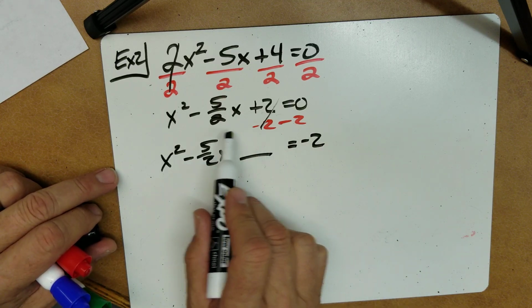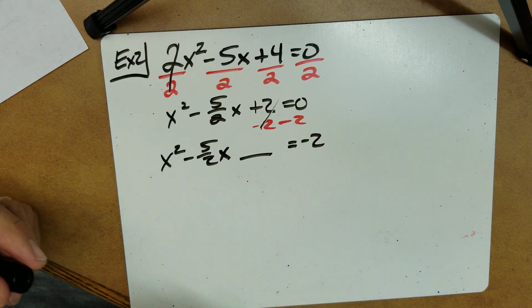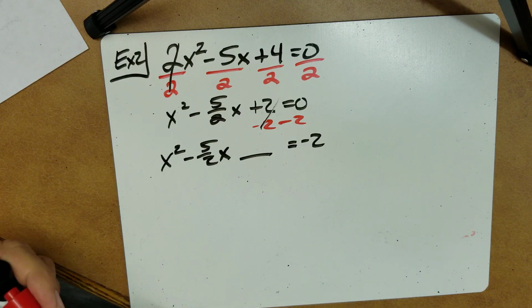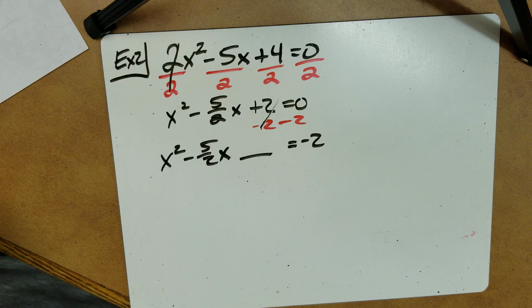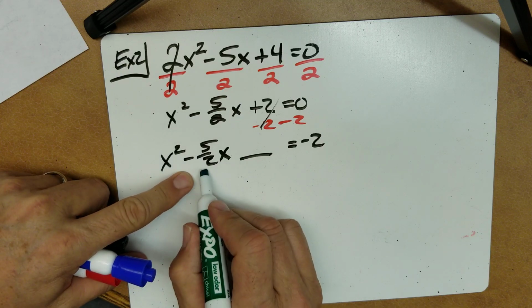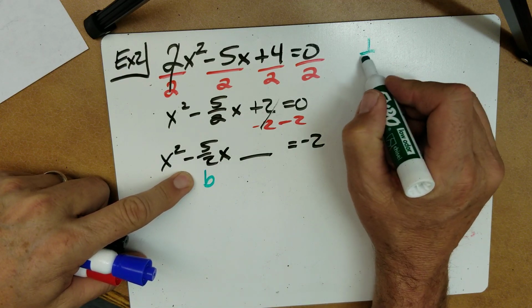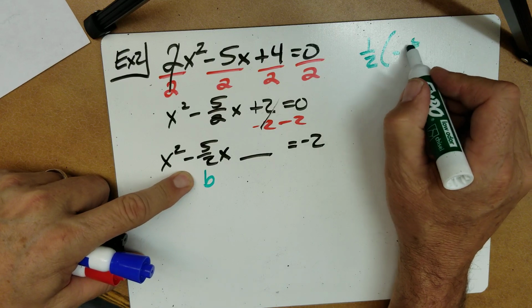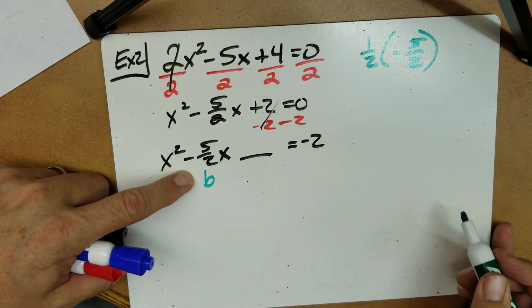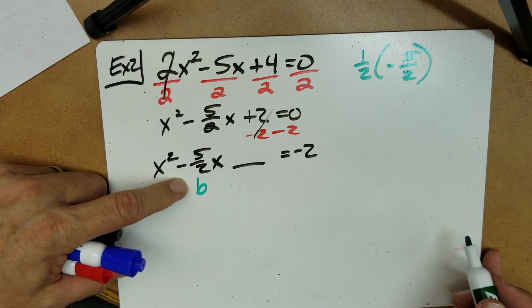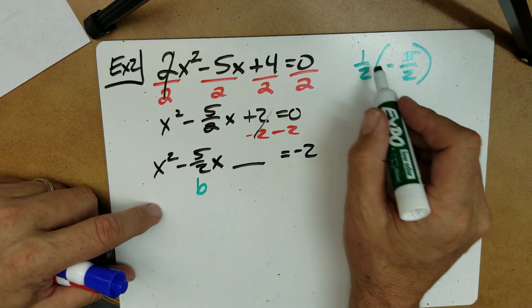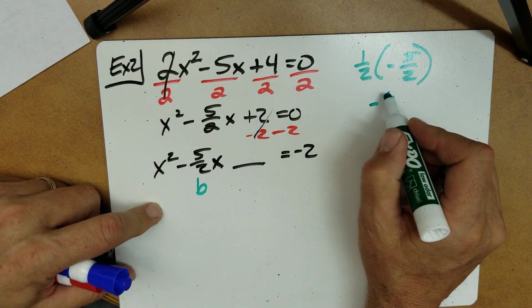And maybe you're asking yourself, how can this be a perfect square trinomial? I'm going to show you. We're going to do step 3 right now. What's step 3? Well, I said take half of b. All right, what is half of negative 5 over 2? Well, you know how this works, right? Don't you just multiply straight across? So when I multiply straight across, I get negative 5/4.